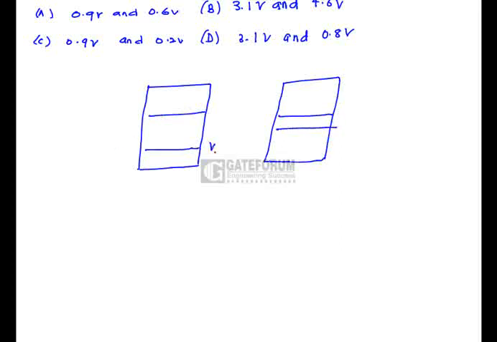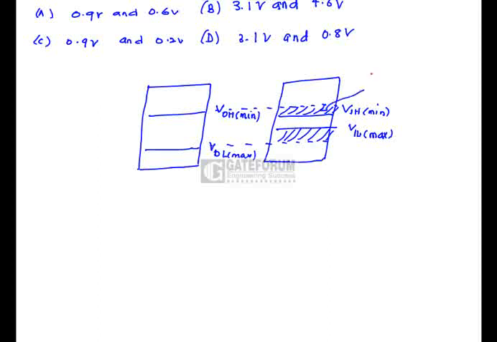This is VOL max. This is VOH min. This is VIL max. This is VIH min. That is, here this one and this one. These differences are noise margins. This is nothing but noise margin in the logic high level.